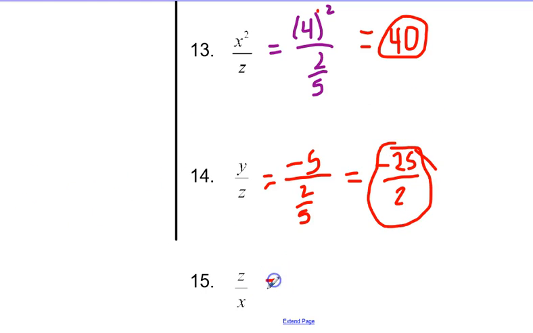For our last example, we have z divided by x. Z is 2/5, so we put 2/5 on the top of our fraction, over x, which is 4. So we have 2/5 divided by 4. Again, I would like you to pause the video and try typing that into your calculator and see what comes up. When you put that into your calculator, you should get 1/10.